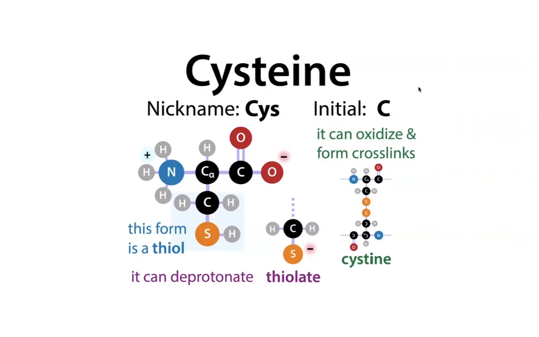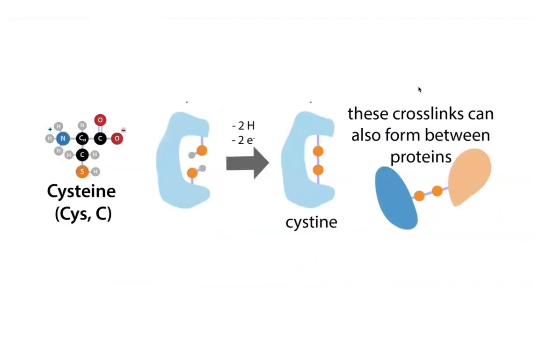And so what do we know about cysteine? Well, cysteine has that thiol in its side chain, that SH group, and it can oxidize and form cross-links. So if you have 2 cysteines and you have an oxidizing environment, then they can form these cross-links. And we talked about how the environment inside of cells is really reducing, but the environment outside of cells is very oxidizing.